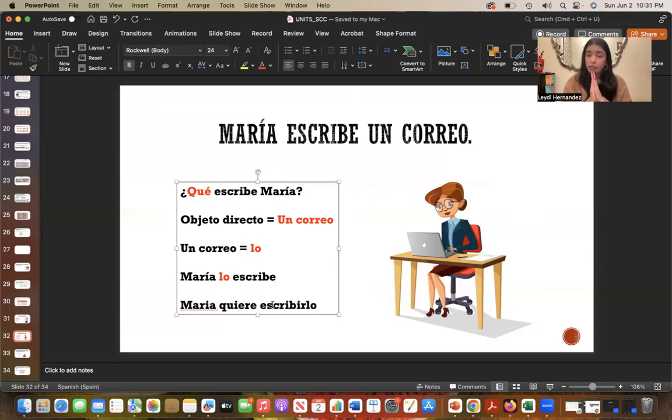So I hope that you guys understood the direct object pronouns. Remember that we have many, but at this level, we're going to focus only on lo, la, los, and las, and always place them before the conjugated verb if we have just one verb. If we have two, you have the option to place it before the conjugated verb or attach it at the end of the second verb. And if you want to make it negative, you just place no before the pronoun or no before the conjugated verb.